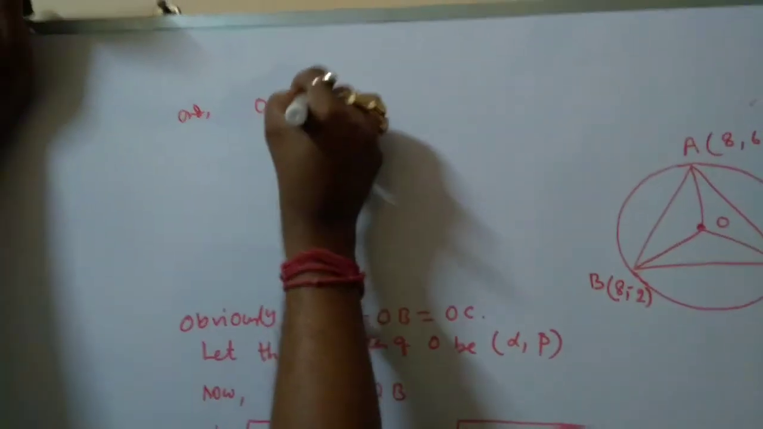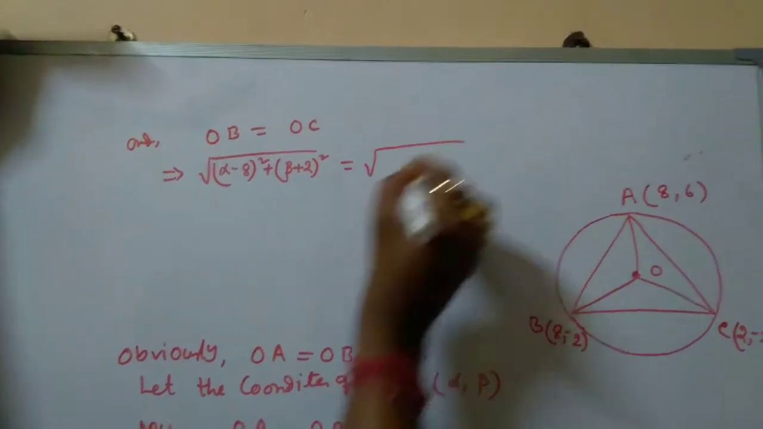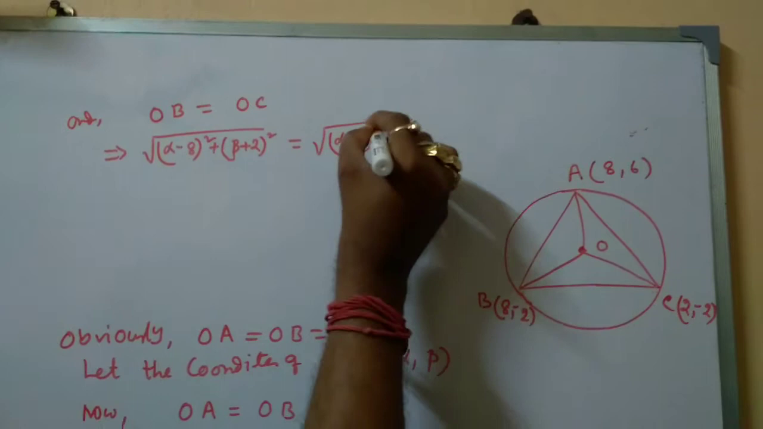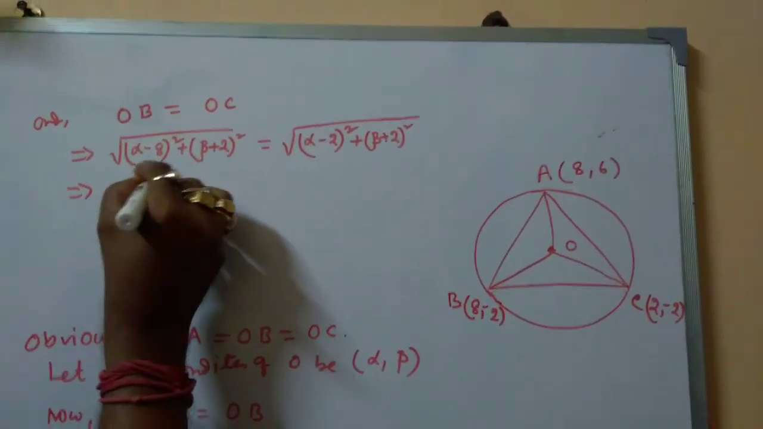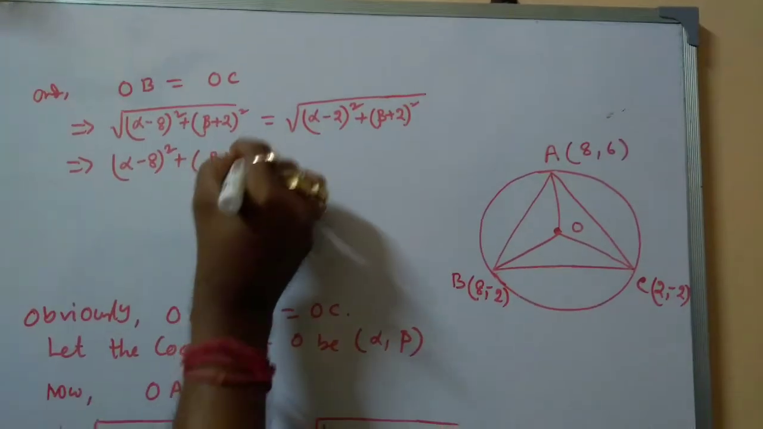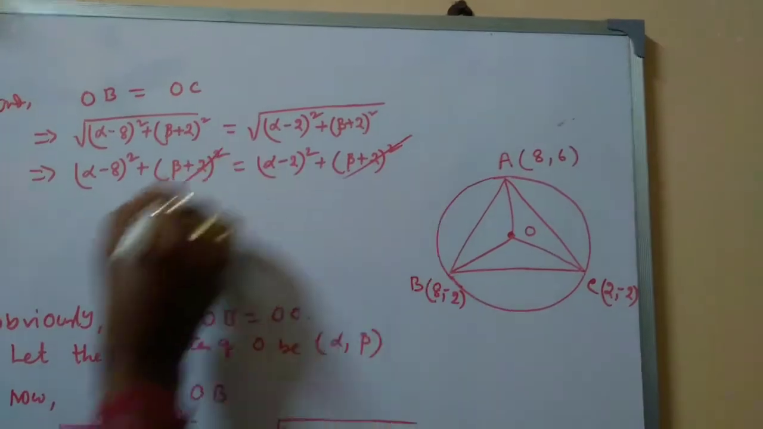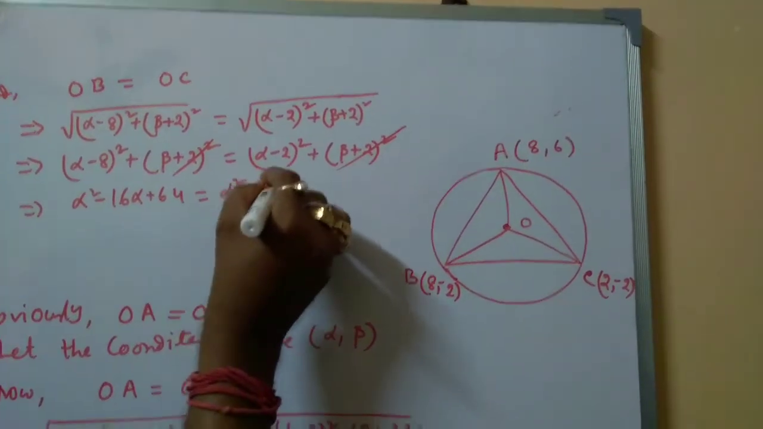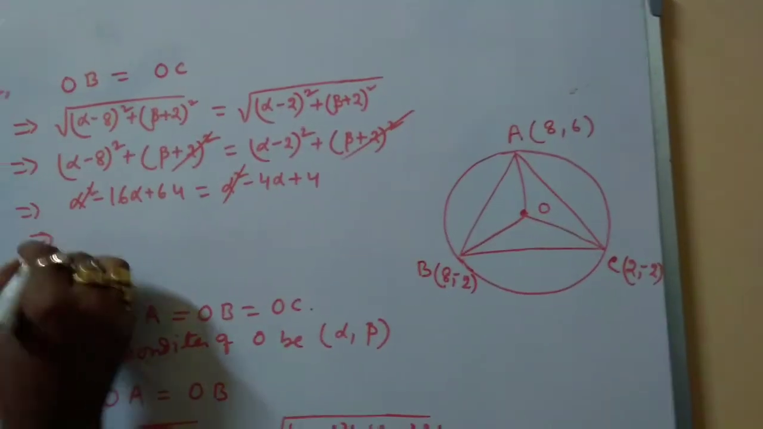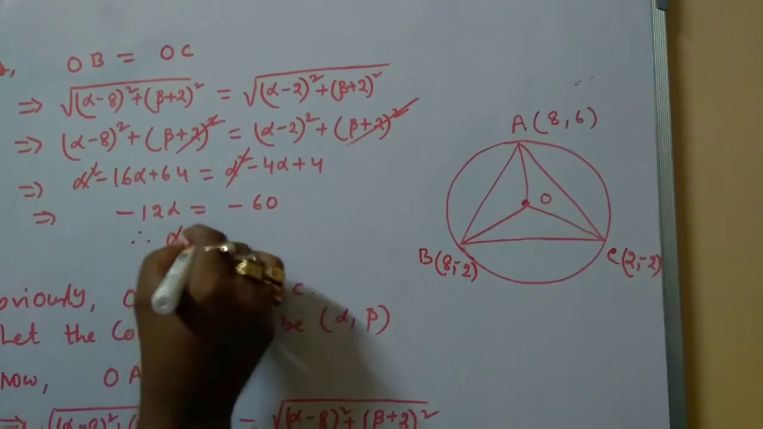And OB equals OC. Alpha minus 8 whole square plus beta plus 2 whole square equals alpha minus 2 whole square plus beta plus 2 whole square. Alpha square minus 16 alpha plus 64 equals alpha square minus 4 alpha plus 4. Alpha square cancel, minus 12 alpha equals minus 60, therefore alpha equals 5.